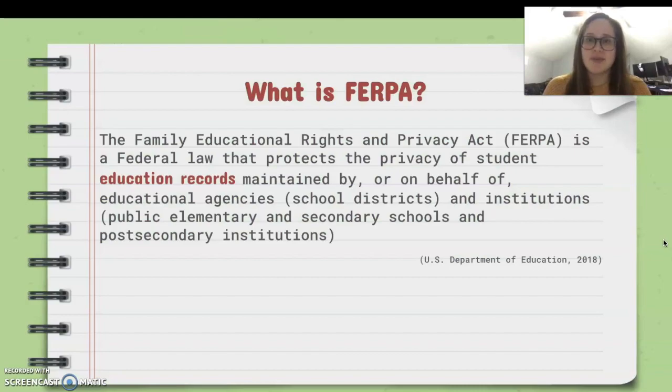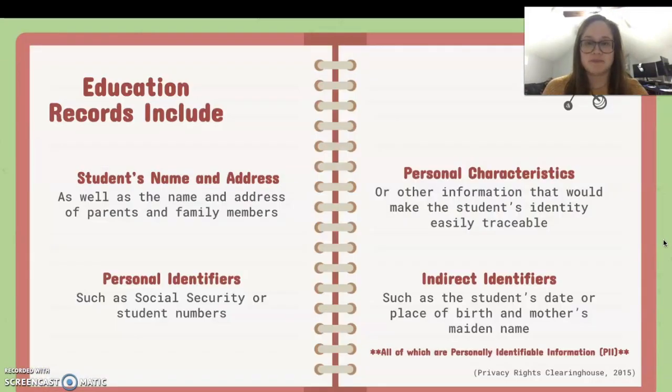So, what is FERPA? The Family Educational Rights and Privacy Act, also known as FERPA, is a federal law that protects the privacy of student education records maintained by or on behalf of educational agencies, school districts, and institutions, public elementary and secondary schools, and post-secondary institutions. So it really just boils down to the private information within a student's educational records that FERPA covers. That being said, education records include students' name and address, as well as the name and addresses of parents and family members. So that differs from directory information, which I'll talk more about here in a little bit.